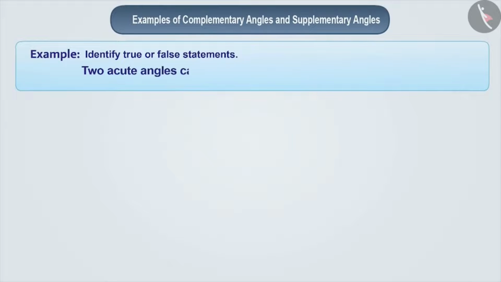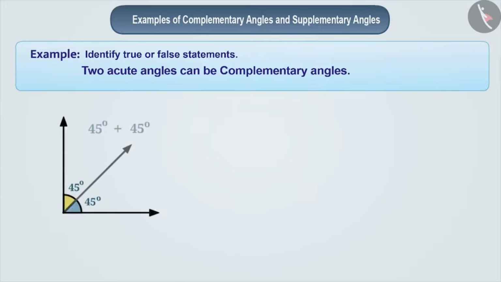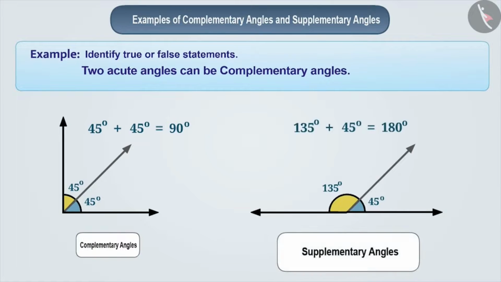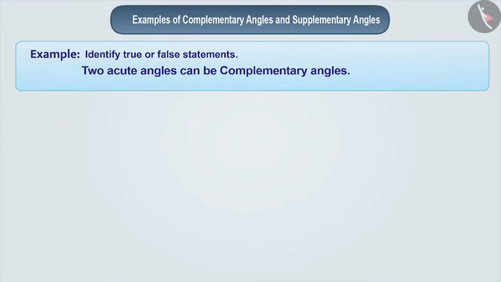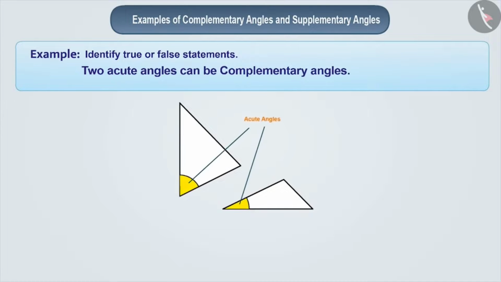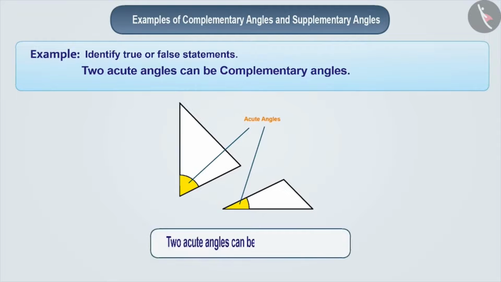Two acute angles can be complementary angles. In the previous video, we learned that if the sum of any two angles is 90 degree, then they are called complementary angles of each other. And if the sum of any two angles is 180 degree, then they are called supplementary angles. On the basis of this, let's find out whether the given statement is correct or incorrect. If we divide a 90-degree angle and make two angles, then we will get acute angles. This means two acute angles can be complementary angles, therefore the given statement is correct.